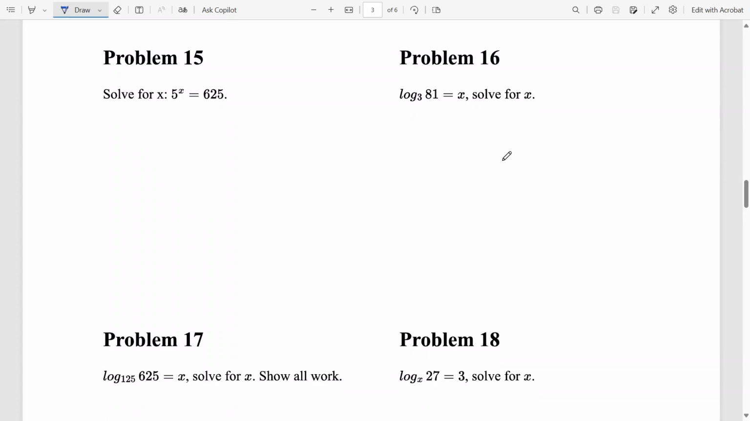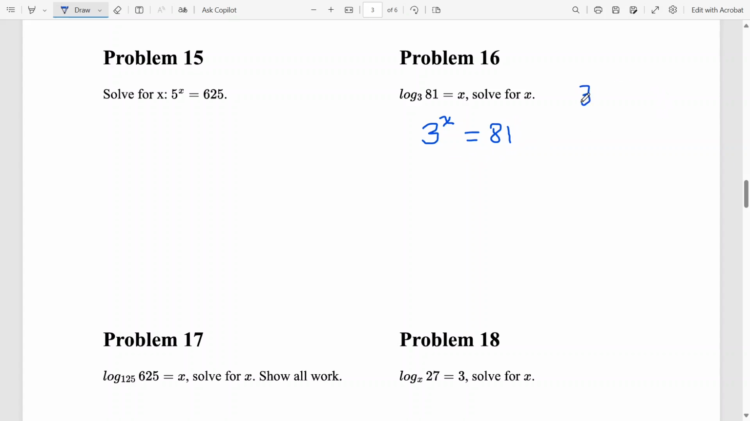This is part 4 of my Algebra 2 Finals Review walkthrough. We're going to start with problem 16 here. We have log base 3 of 81 equals x, and we want to solve for x. So we can write this in exponential form. We use the base here, 3 to the x power, and that's going to equal 81. So we want to say, what power of 3 equals 81?